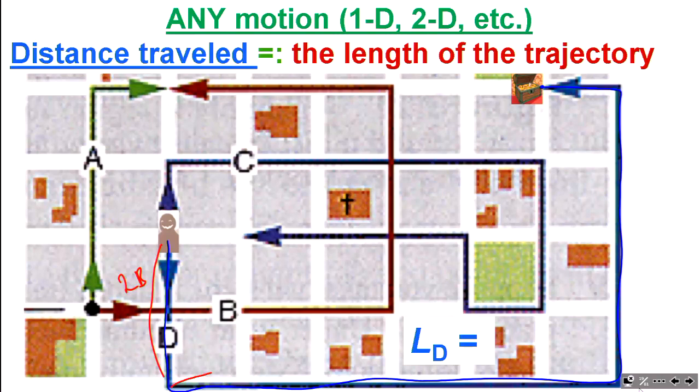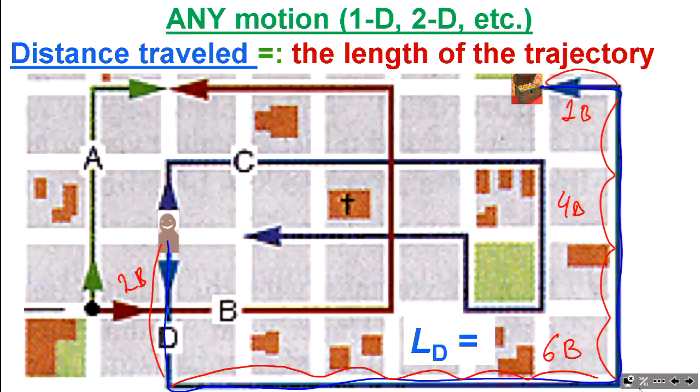This length equals 2, 3, 4, 5, 6 blocks. 1, 2, 3, 4. 4 blocks. 1 block. Total length will be equal to 2 plus 6 plus 4 plus 1, 13 blocks. Done. Now, if we know a conversion factor, if someone tells us 1 block equals, I don't know, 30 yards, we can convert this distance into yards or then meters or anything else we like.